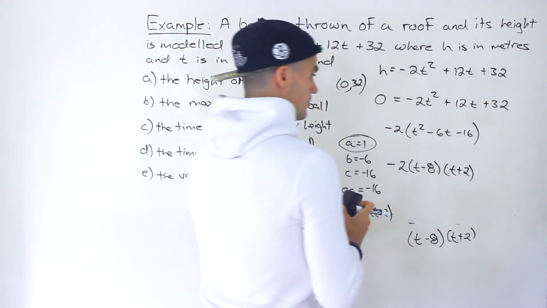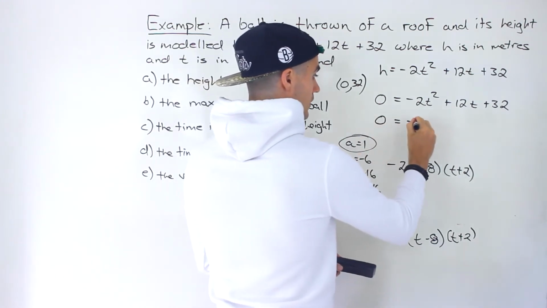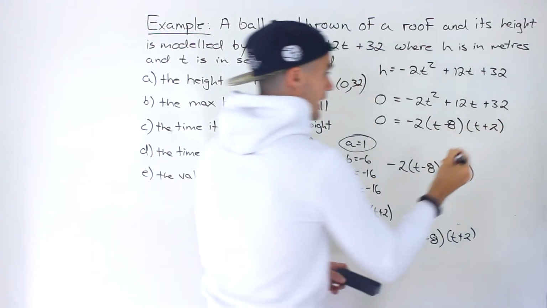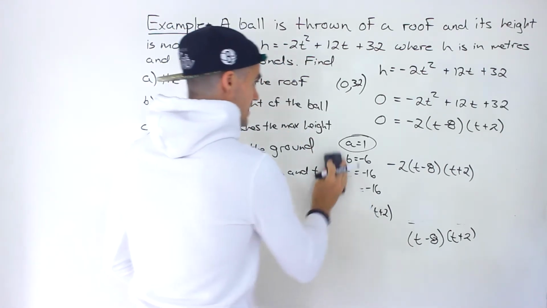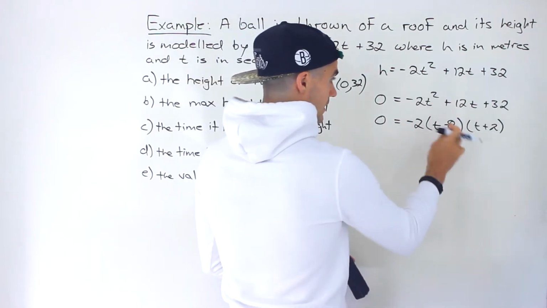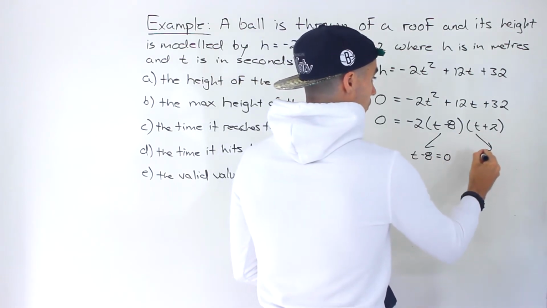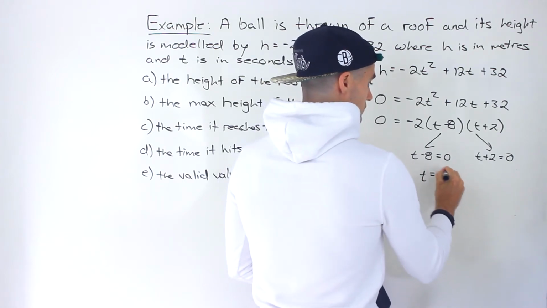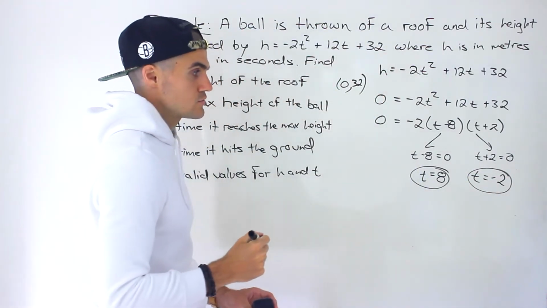And now what we could do is take this and come back to our equation over here. So we got negative 2, t minus 8, t plus 2. And now that this is in factored form, we could solve for those t values, right? So notice, when is this right side going to be 0? Well, either when this bracket is 0 or when this bracket is 0, right? So that's going to happen at a t value of 8. This is going to happen at a t value of negative 2. So those are the two t intercepts.